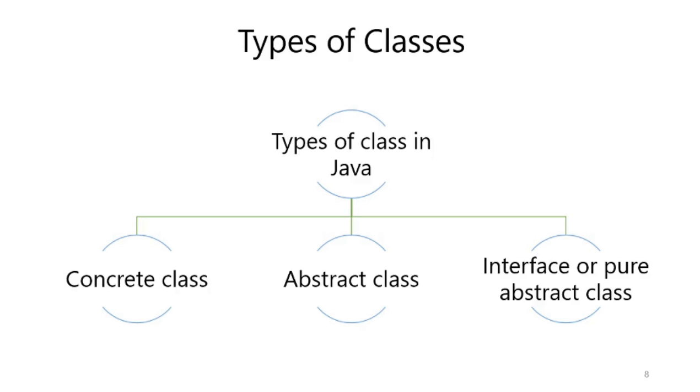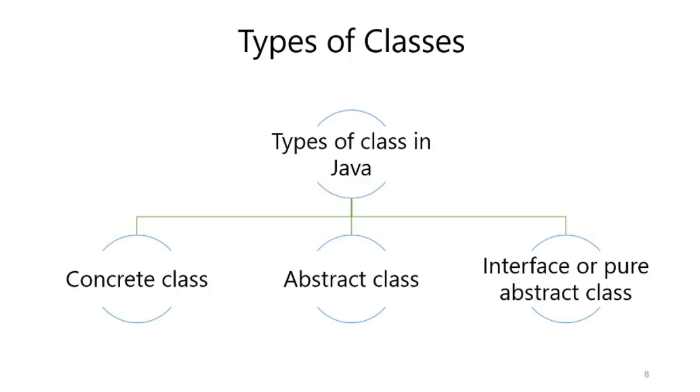The next one is the interface or pure abstract class. An interface is a pure abstract class and it simply declares methods and can define constants as well. So in C++, a pure abstract class is a class with all pure virtual methods. Here in Java, interface, or it is also called a pure abstract class, simply declares the methods and it can define constants as well, and it is used in inheritance.